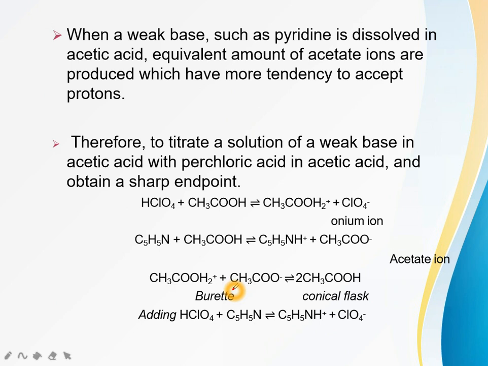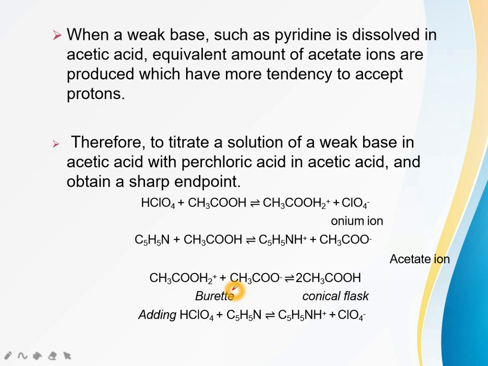And we can go for another example. When a weak base like pyridine is dissolved in acetic acid, an equivalent amount of acetate ions are produced, which have more tendency to accept a proton. So, to titrate a weak base in acetic acid with perchloric acid in acetic acid and obtain a sharp endpoint, we can use acetic acid as a solvent.